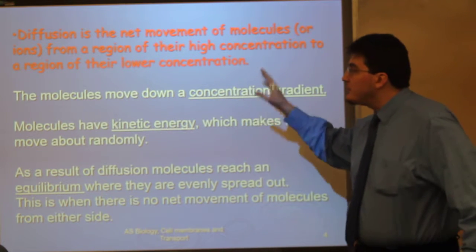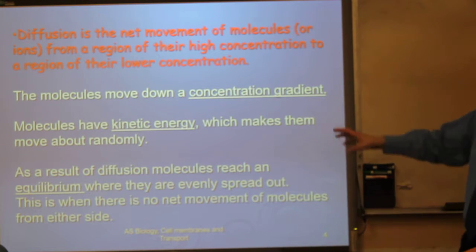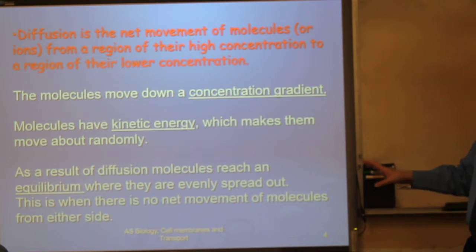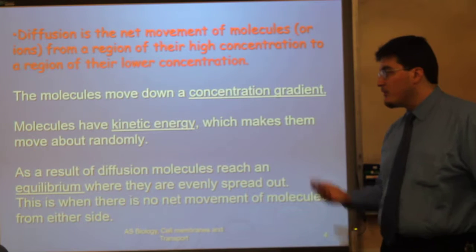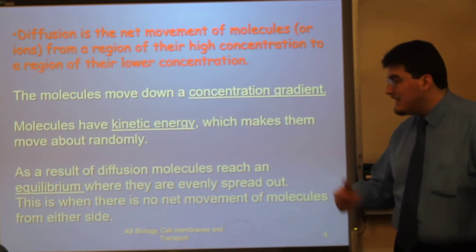So molecules during diffusion are going to move down a concentration gradient. Molecules all have kinetic energy, which makes them move about randomly. As a result of diffusion, molecules will reach an equilibrium, where they're evenly spread out.